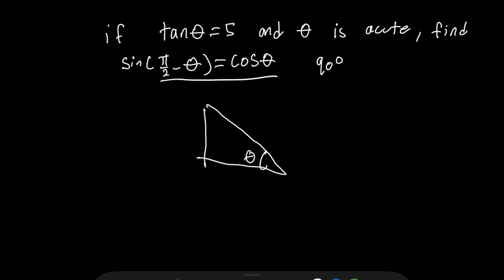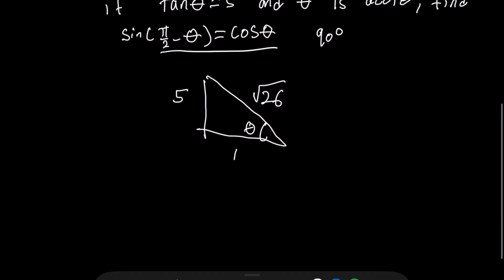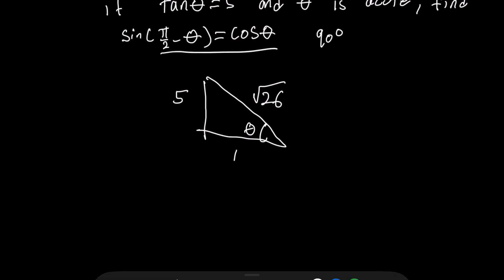Tangent theta, so opposite over adjacent. So 5 over 1. And then Pythagorean theorem, this is 26, or root 26. So cosine, we're looking for cosine. So we're looking for this is technically correct, but your teacher will probably want this.